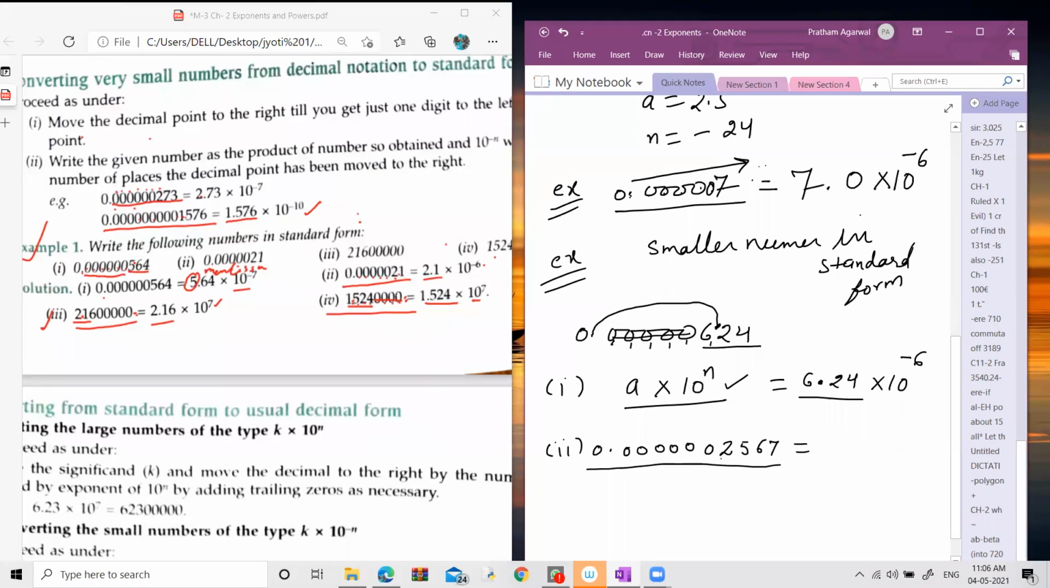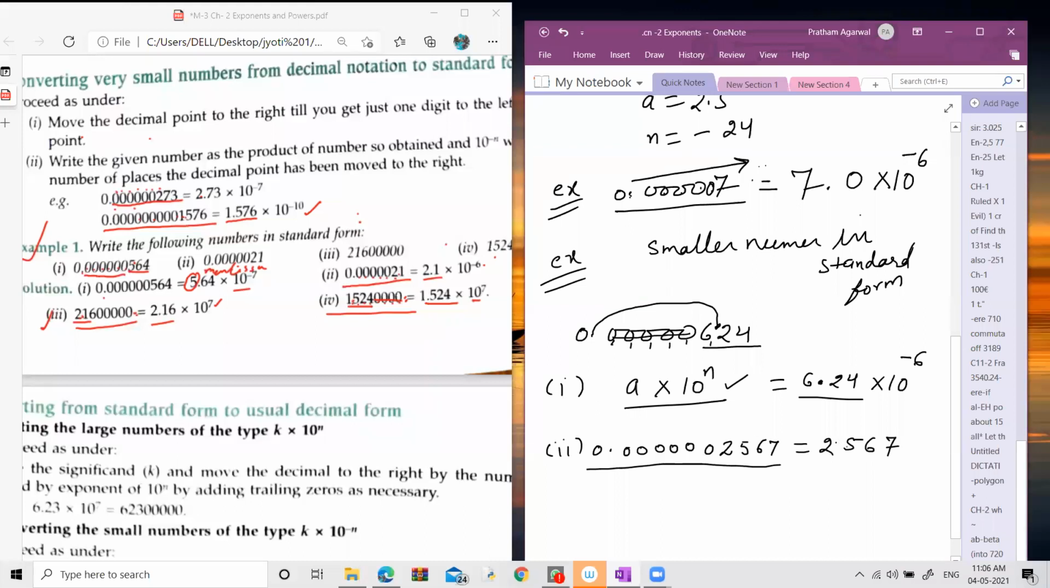Now what you have to do? Just write the numbers which are greater than 1. So tell me the number which is greater than 1. What is the coefficient of this number? 2, 5, 6, 7. These numbers are greater than 1. We always need to put the decimal after the first digit. So you have to put the decimal after 2.